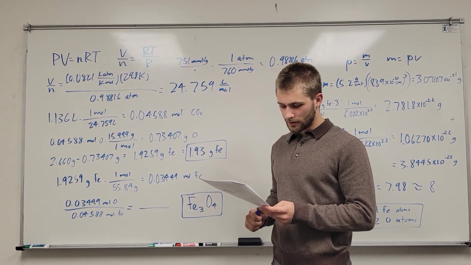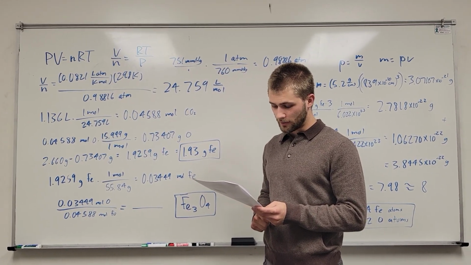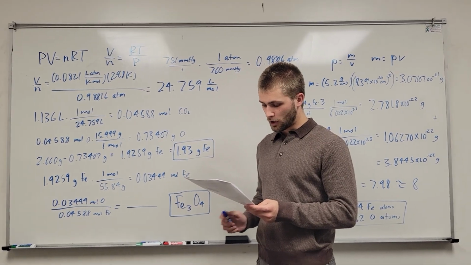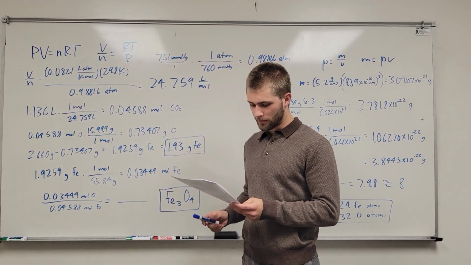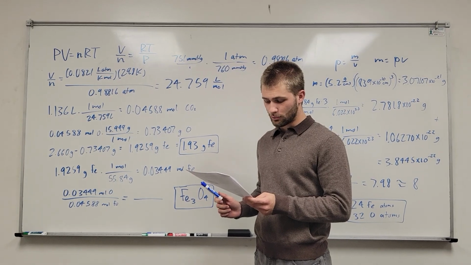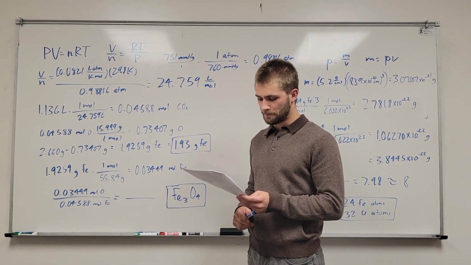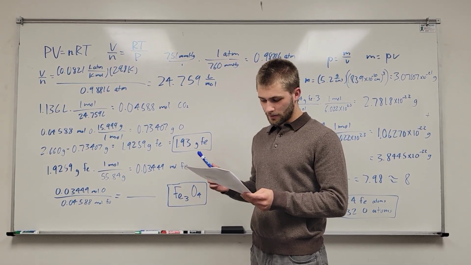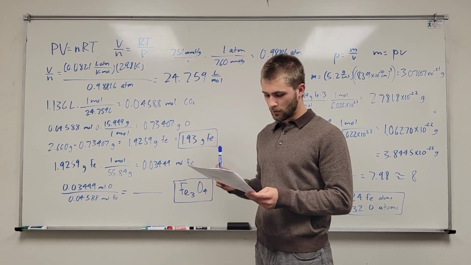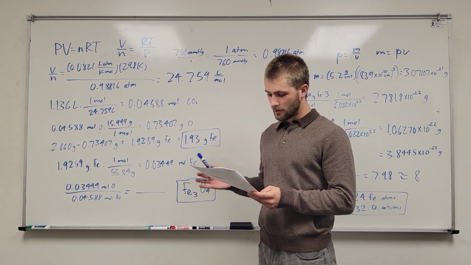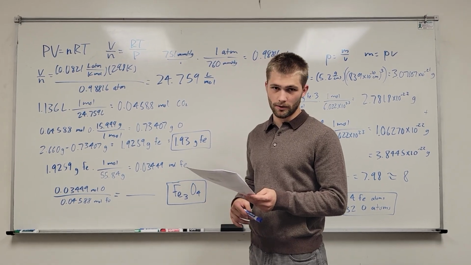When 2.660 grams of this oxide is allowed to react with excess carbon monoxide, the carbon dioxide product has a volume of 1.136 liters at 290 Kelvin and a pressure of 751 millimeters of mercury. Three questions. What is the mass of iron in grams formed by the reaction? What is the formula of this oxide? And how many iron and how many oxygen atoms are present in the unit cell?